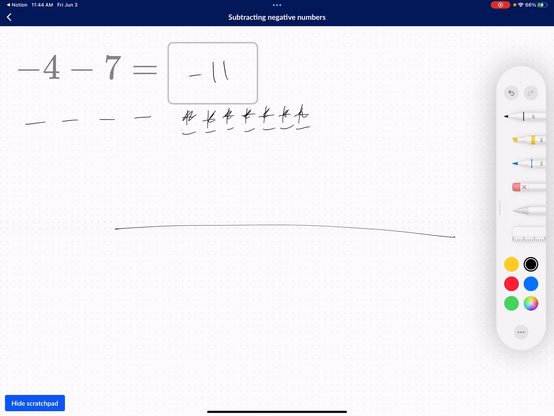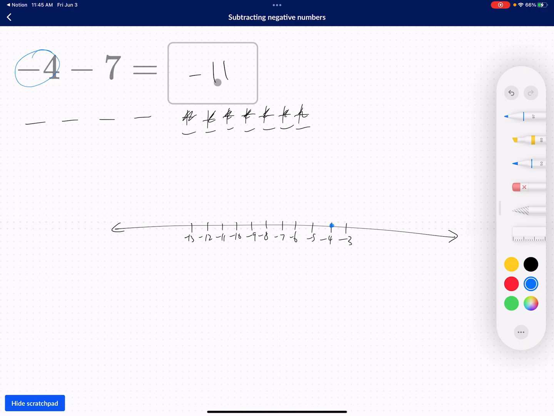So let's do that on the number line. I'm going to start with -3, -4, -5, -6, -7, -8, -9, -10, -11, -12, -13, and so on. So we start with -4, right? And then we move to the left. Why? Because we're decreasing by 7. We're taking away 7 positive counters, which means that we're actually decreasing by 7.